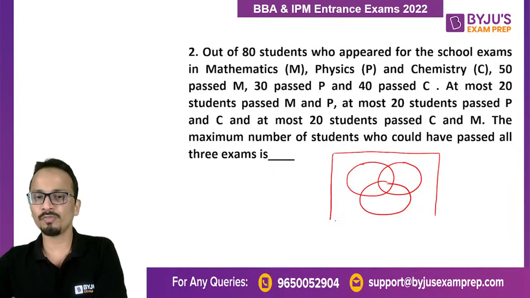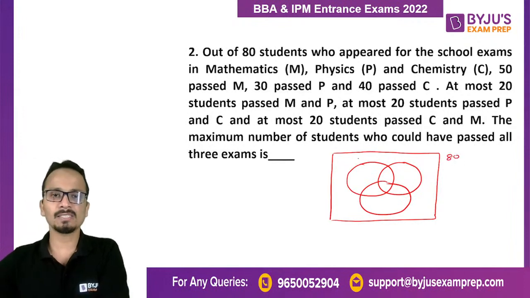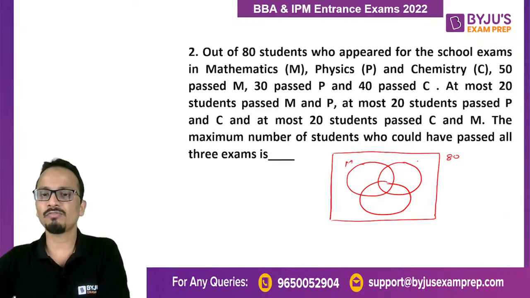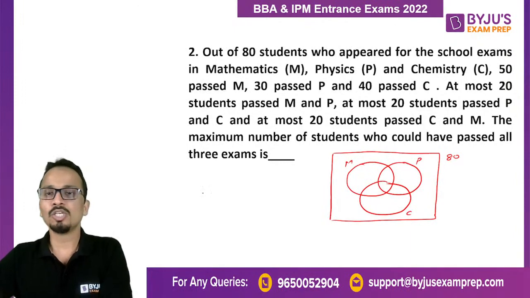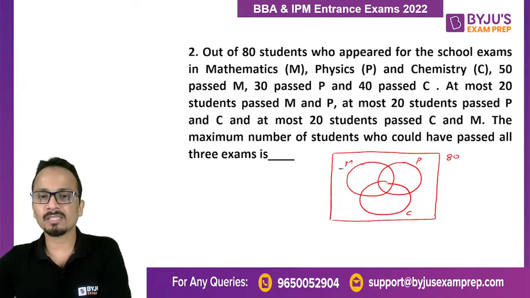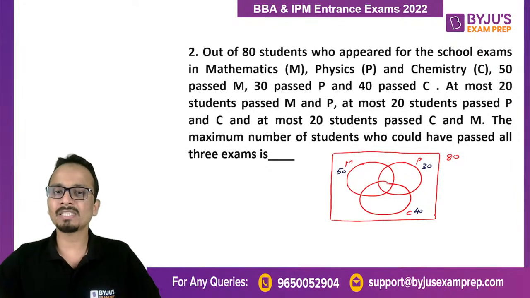So this is a universal set, the class set. So out of total 80 students in the class, maths, physics and chemistry are the 3 subjects. So 50 passed in maths, so this is 50, 60 in physics and 40 passed in chemistry. So 40 is chemistry.